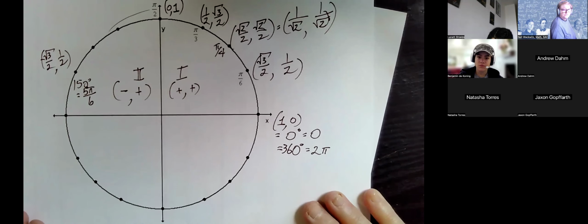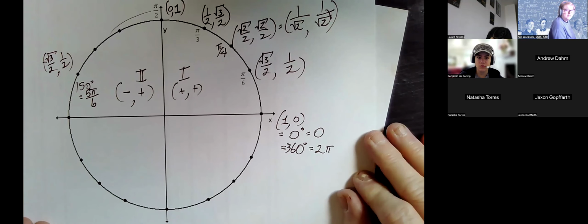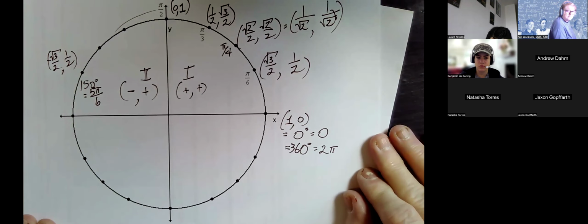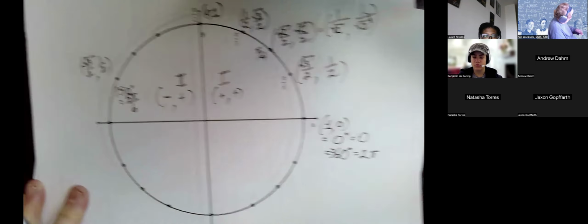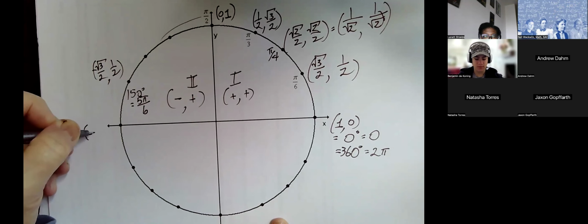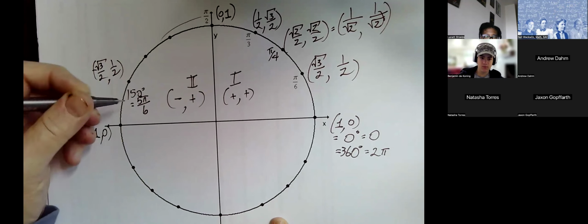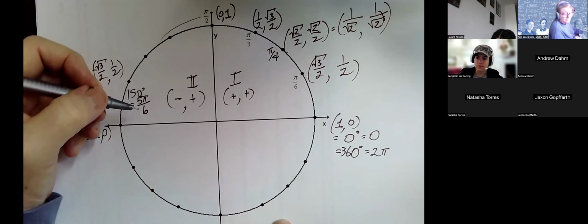Let's fill in the rest of the points on the axes. What is the other point on the x-axis? Negative 1, 0. Good. And what are its angles?